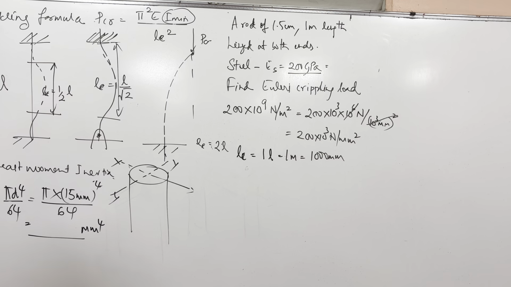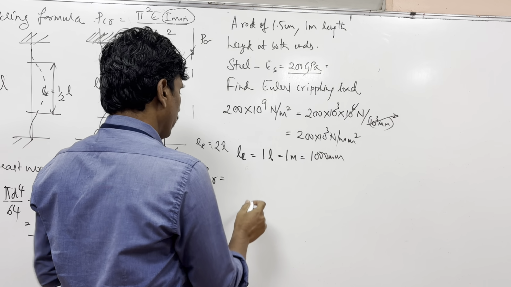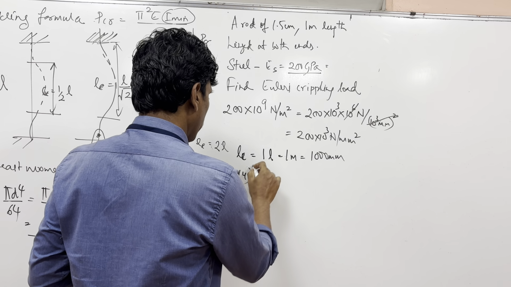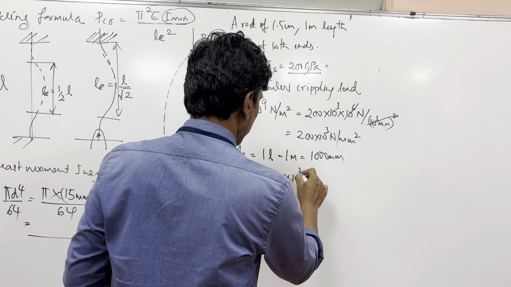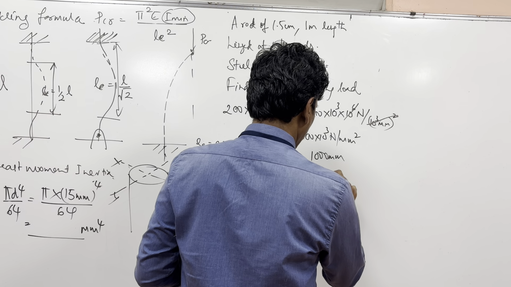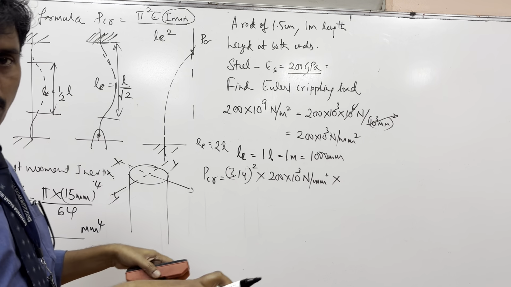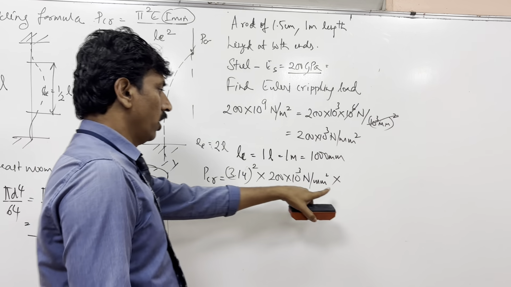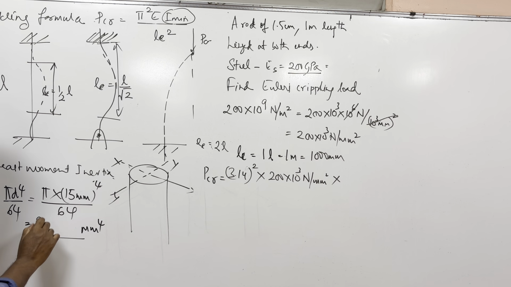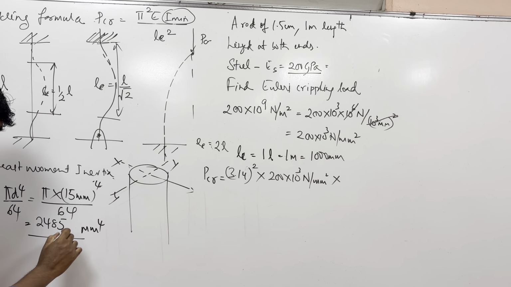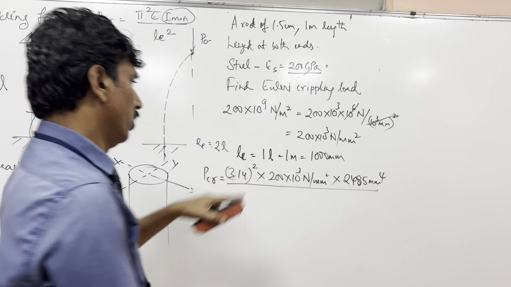So here PCR is equal to pi square E, which is 200 into 10 to the power of 3 Newton per mm square, multiplied by I minimum. How much is this value, guys? 2485 millimeter to the power of 4, I minimum, divided by LE square. LE is 1000, so that is 1000 mm square.